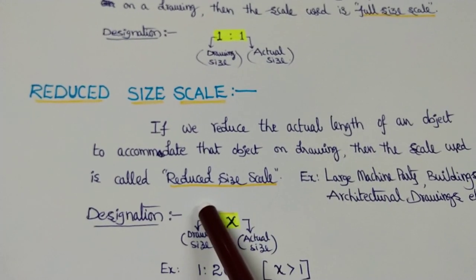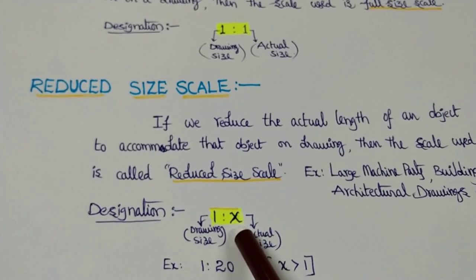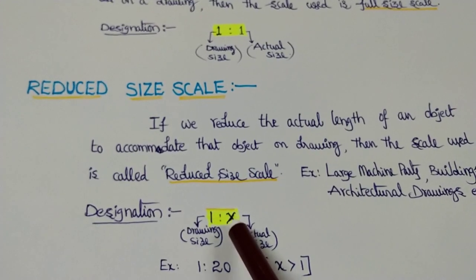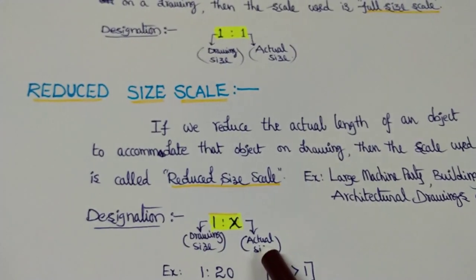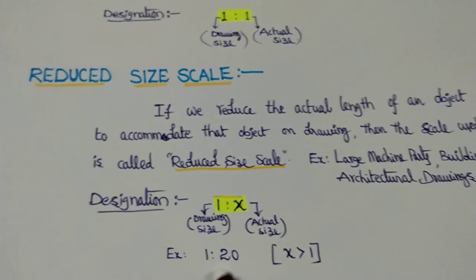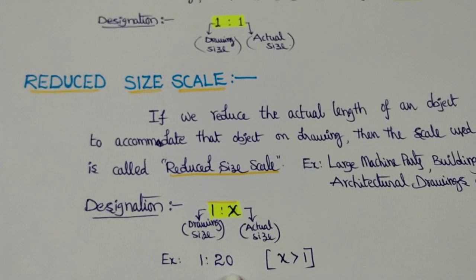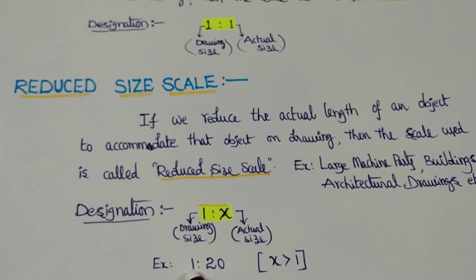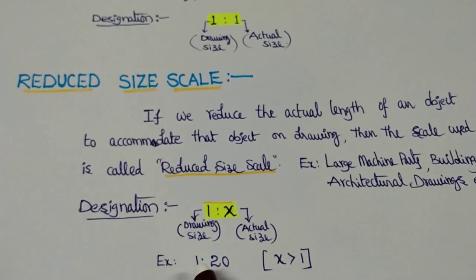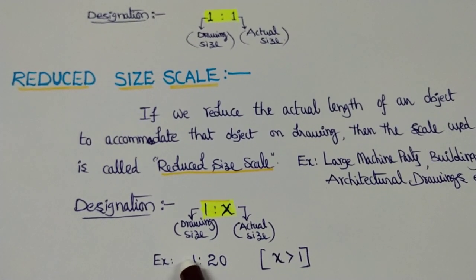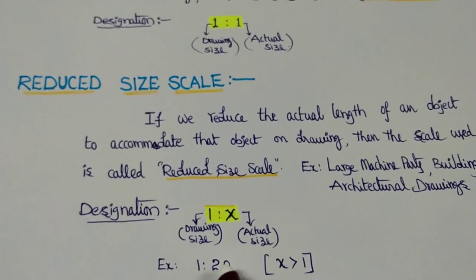Here the first number is representing drawing size and the second letter, that is x, is the actual size. X may be whatever it may be, but the x value must be greater than 1. For example, here I have written 1:20. 20 is the actual size, but here I am taking drawing size, that is 1. So this 1 is representing this 20. The numerator, that means the first number, is the drawing size, and the second number, the denominator, is the actual size.